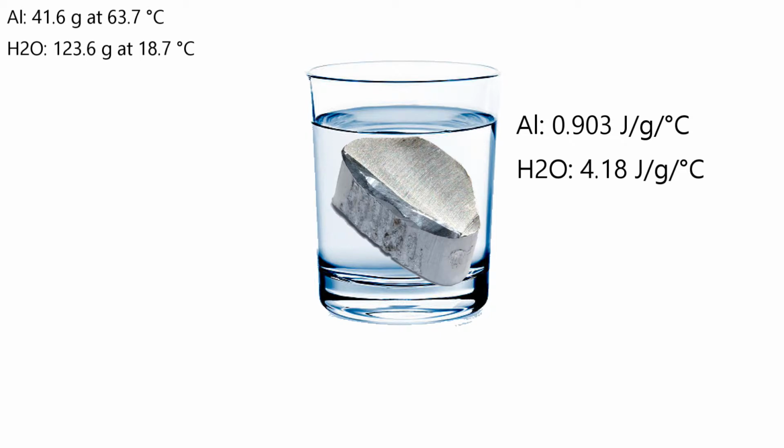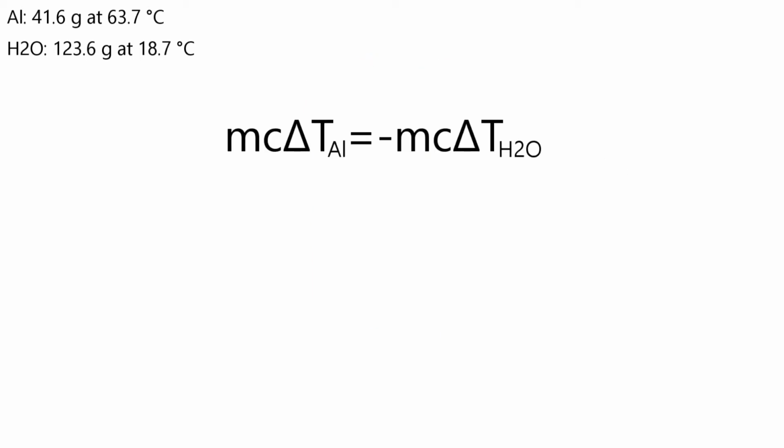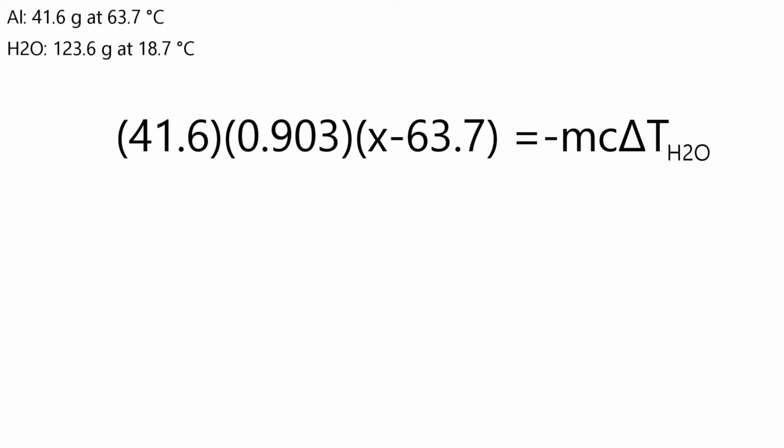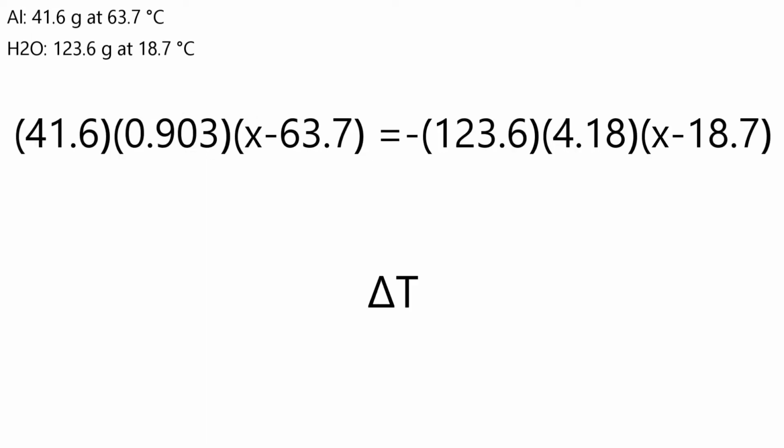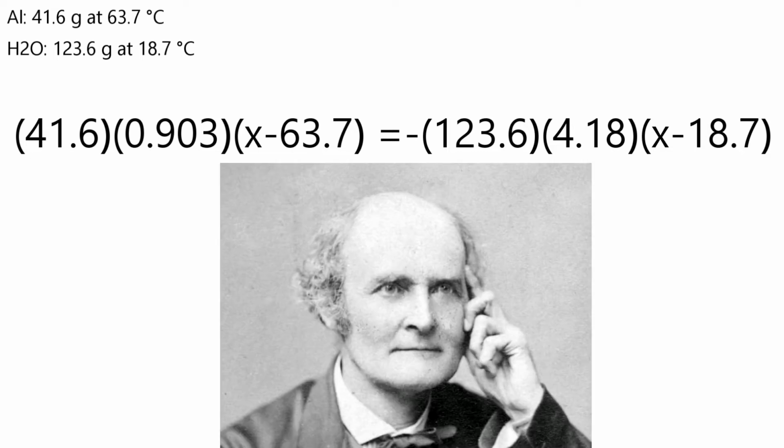Use the equation mc delta T equals negative mc delta T. Then plug in your numbers, metals on the left and water on the right. Remember delta T is equal to the final temperature minus the initial temperature. So since you're trying to find your final temperature, that will be your x variable. Now use your algebraic abilities to find x.